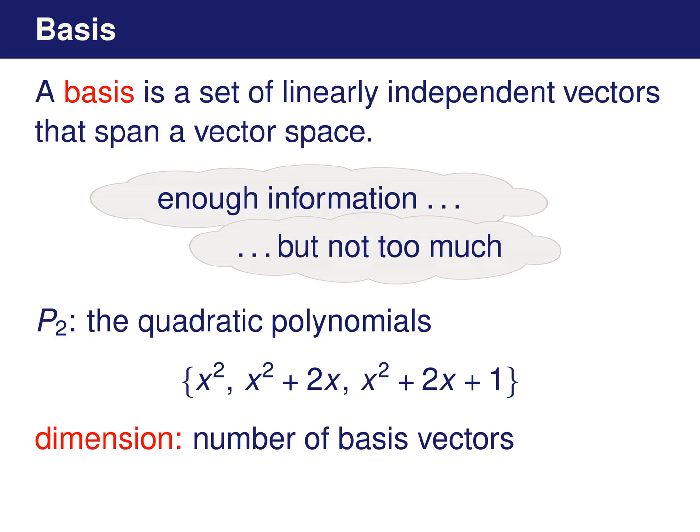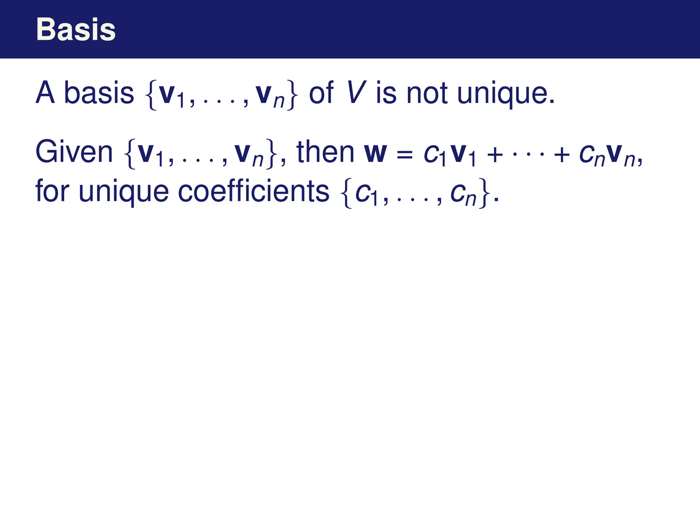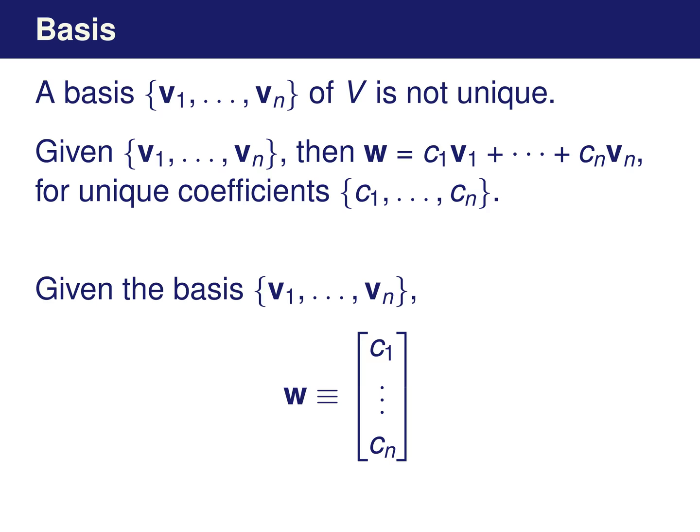The number of vectors in a basis is called the dimension of a vector space. The dimension of the quadratic polynomials is 3. Let's re-emphasize the following central idea of bases. For any non-zero vector space, a basis is not unique. In fact, for every non-zero vector space, there are an infinite number of bases. But once a basis is chosen, any vector in that vector space can be described by a unique linear combination of the basis vectors. This means that as long as we specify the basis, we can write any vector in shorthand notation as a column vector of coefficients.